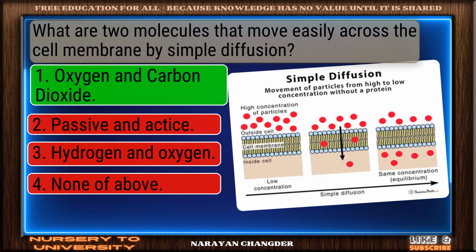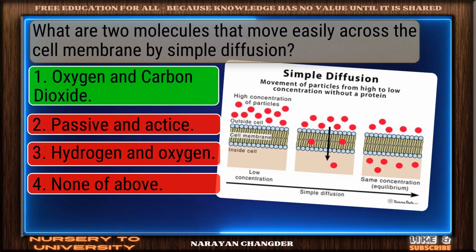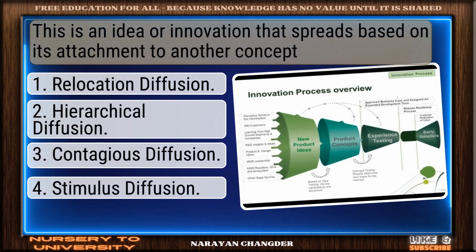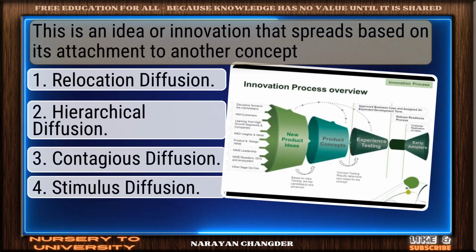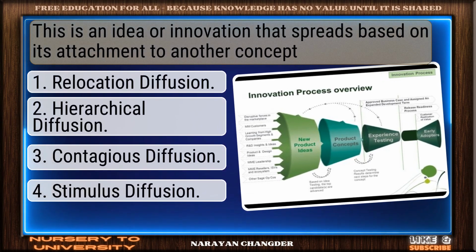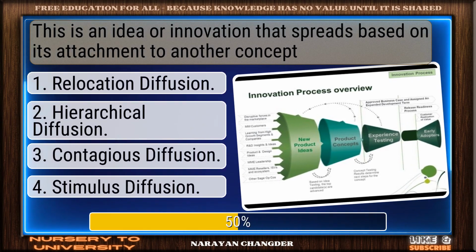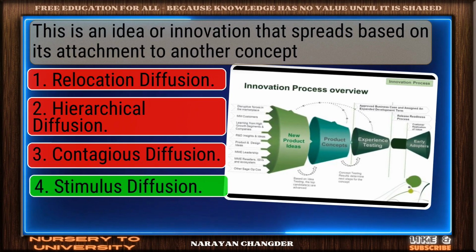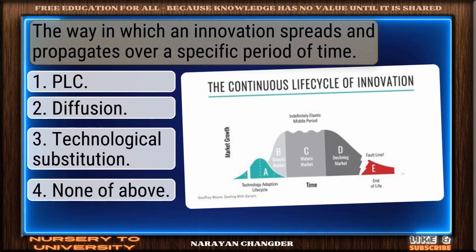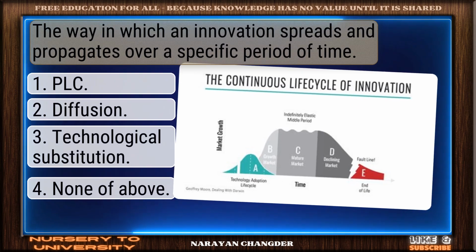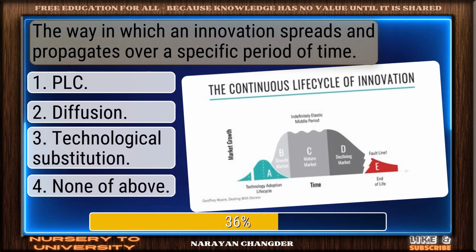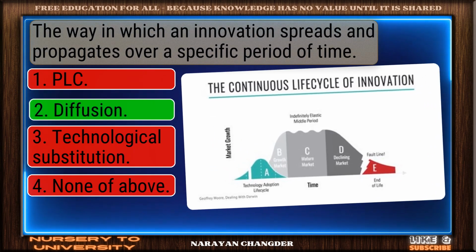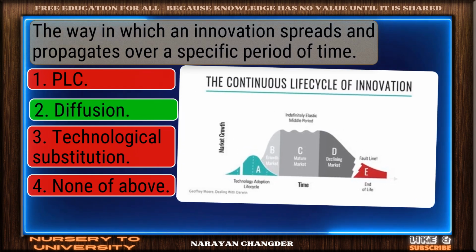Well done. Oxygen and carbon dioxide is the right choice. This is an idea or innovation that spreads based on its attachment to another concept. Valid point. Stimulus diffusion is true. The way in which an innovation spreads and propagates over a specific period of time. Bravo. Diffusion is the answer.